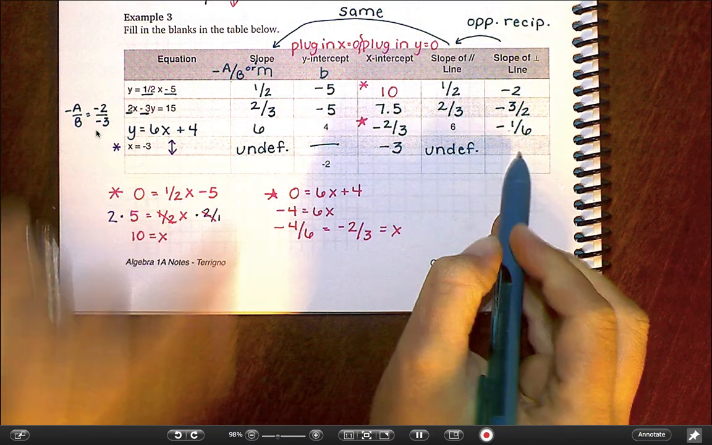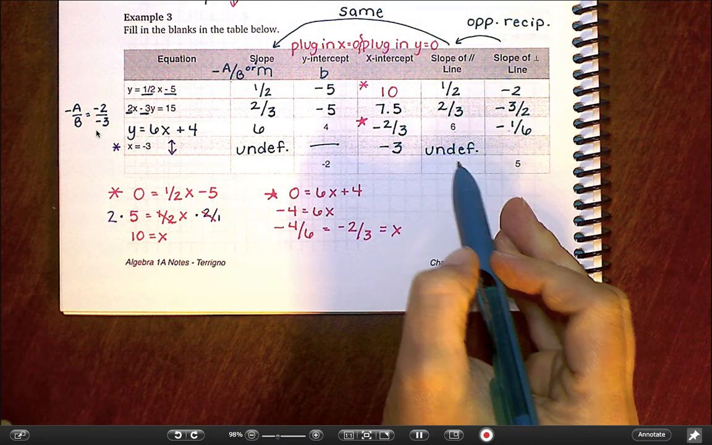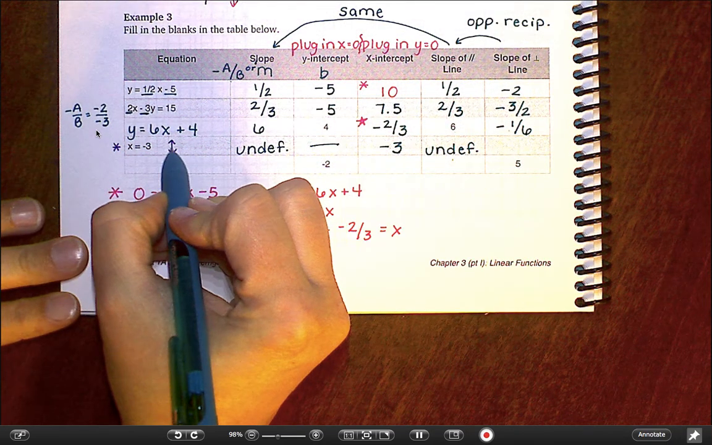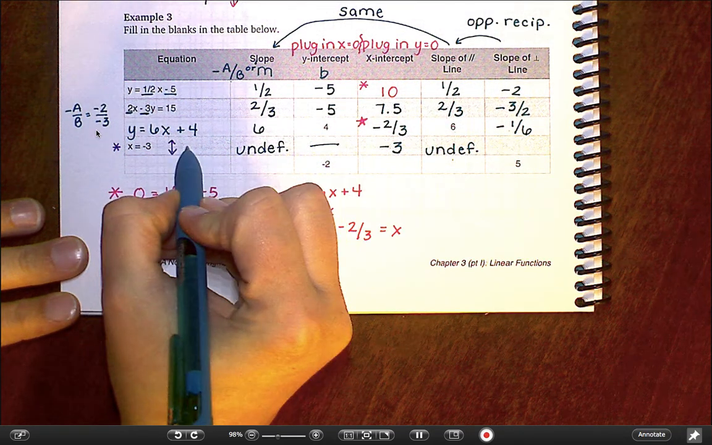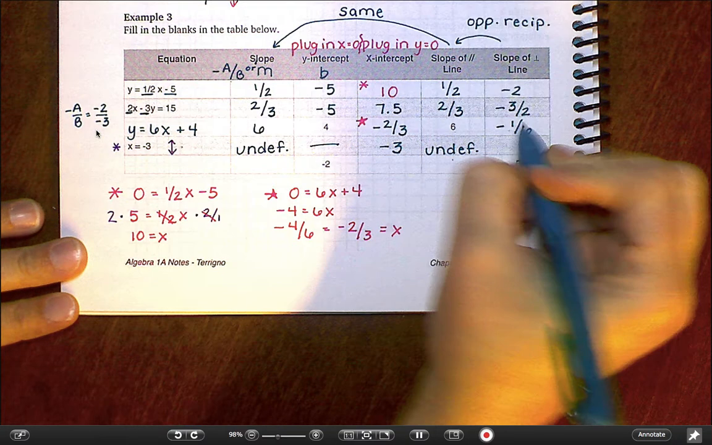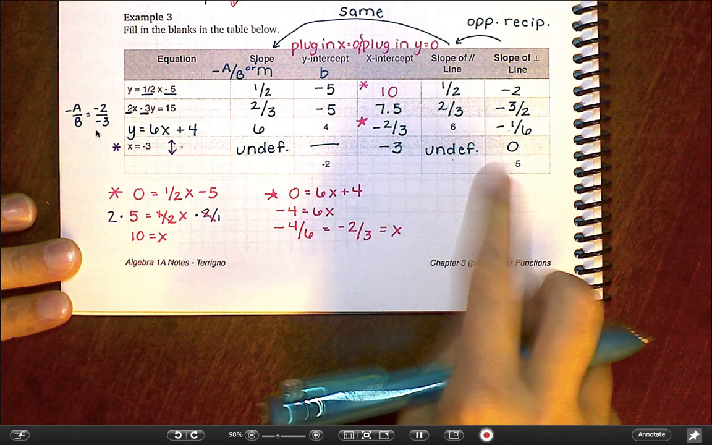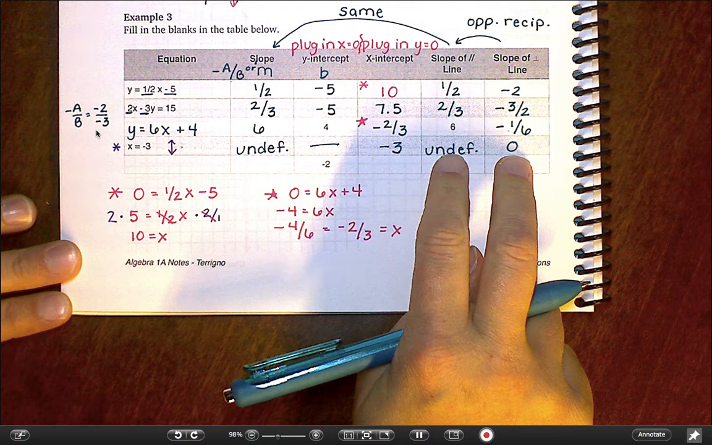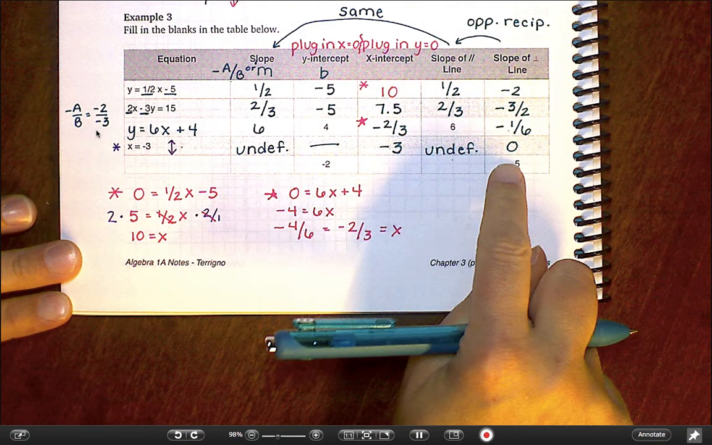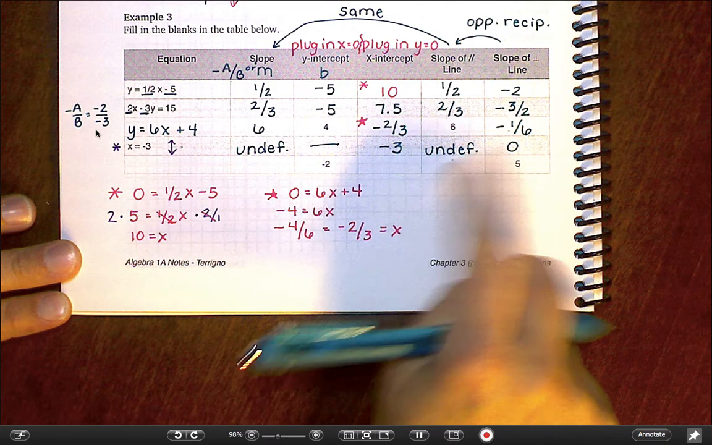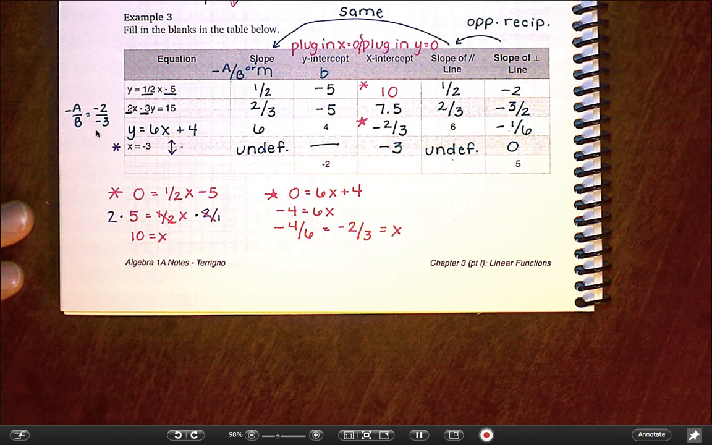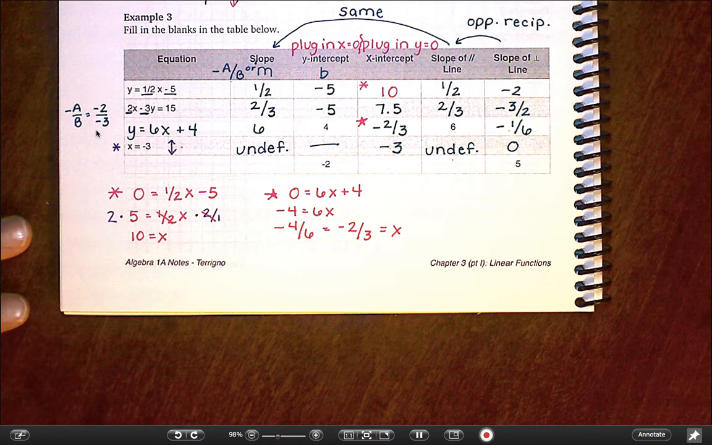For my perpendicular slope, the opposite reciprocal of undefined, well, think about it. What would be perpendicular to this vertical line would be a horizontal line. That has a slope of 0. So these two things are opposites from each other. And so when you're dealing with perpendicular lines, undefined becomes 0. Or if my original slope was 0, the perpendicular would be undefined. Okay? All right, and one more.